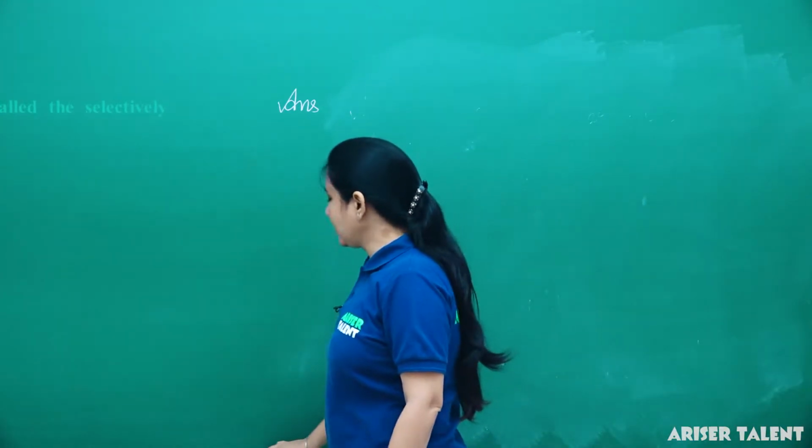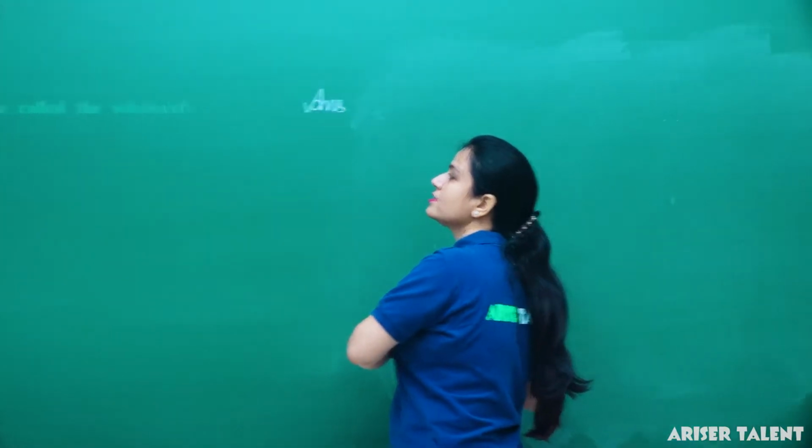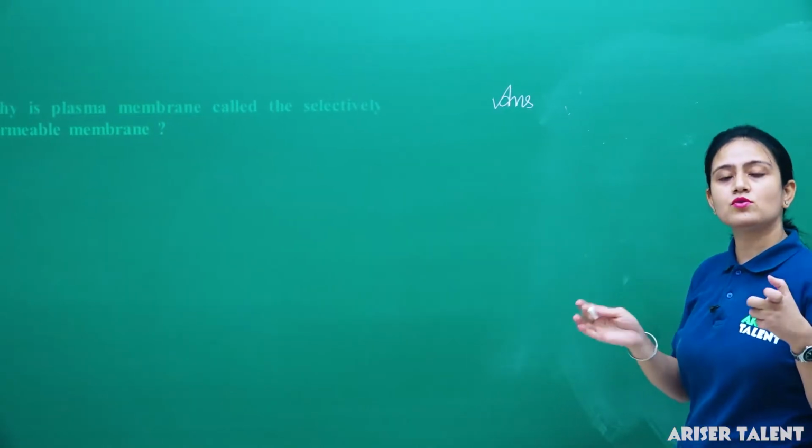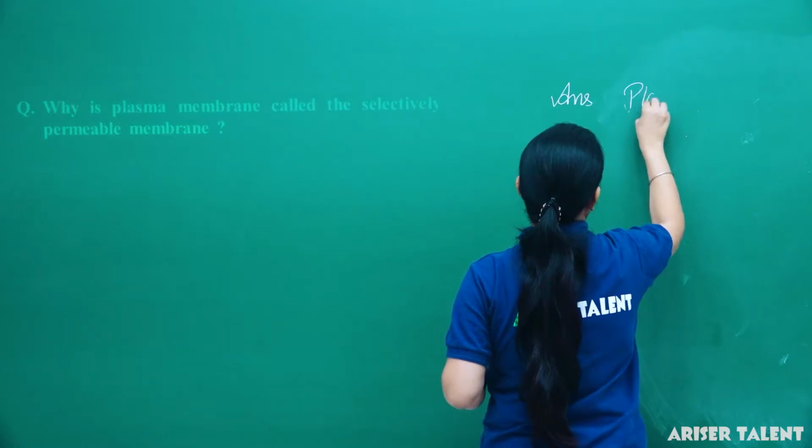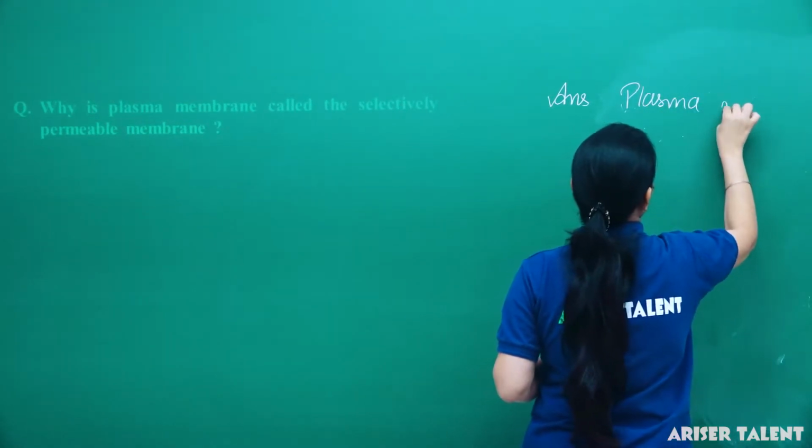Okay, so thus we can say, why is plasma membrane called selectively permeable? Because it allows the entry and exit of only some selected particles or materials. Okay, so here we go with the answer.